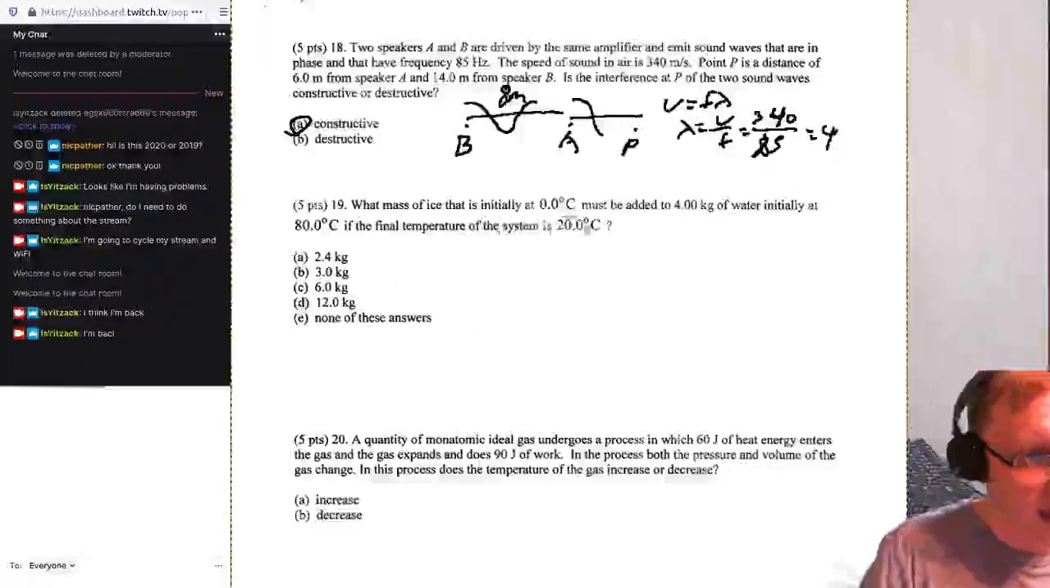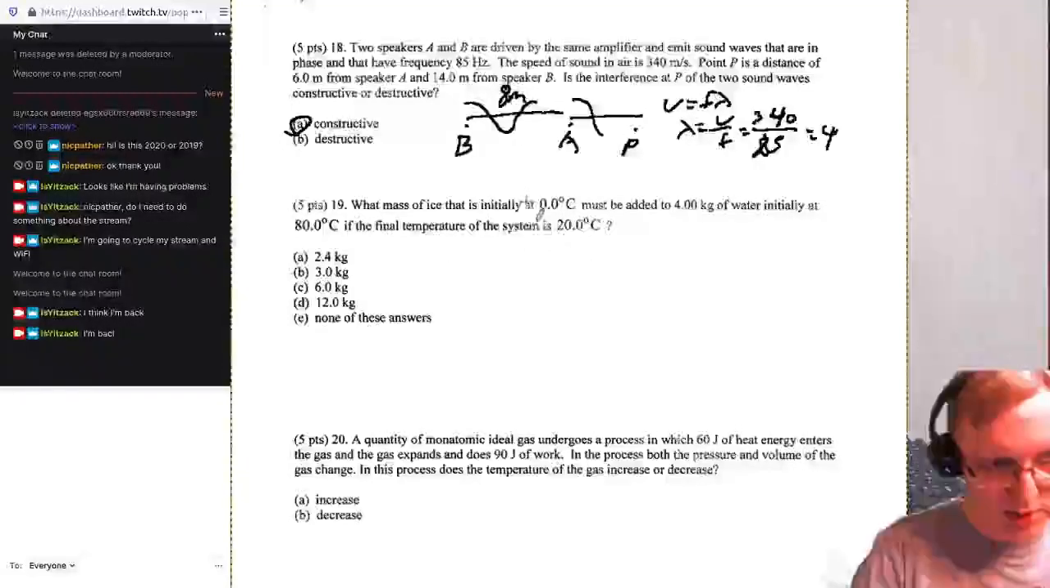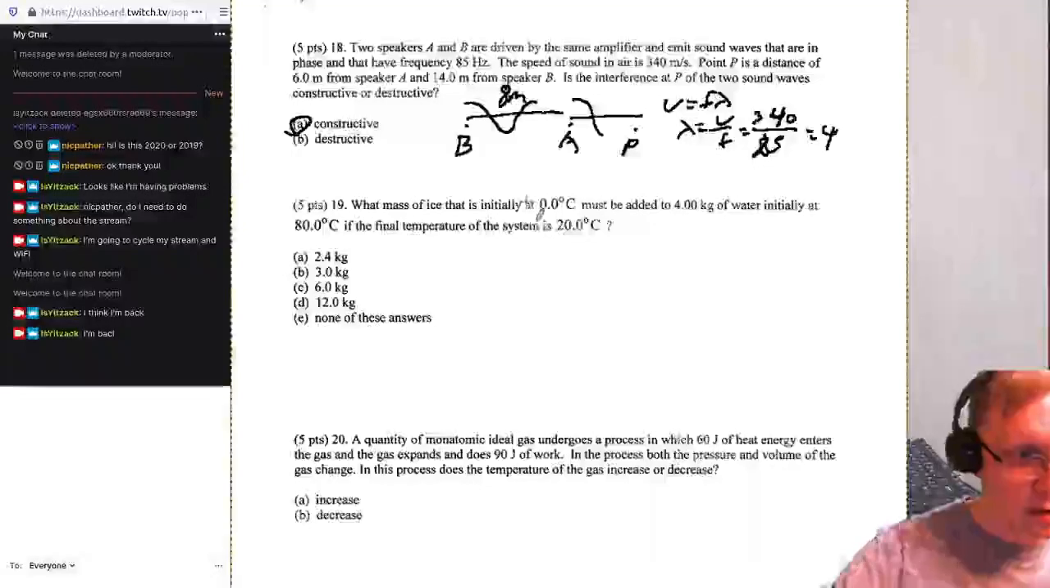A mass of ice initially at 0 Celsius must be added to 4 kilograms of water initially at 80 Celsius. What is the mass, if the final temperature is to be 20 Celsius? All right.